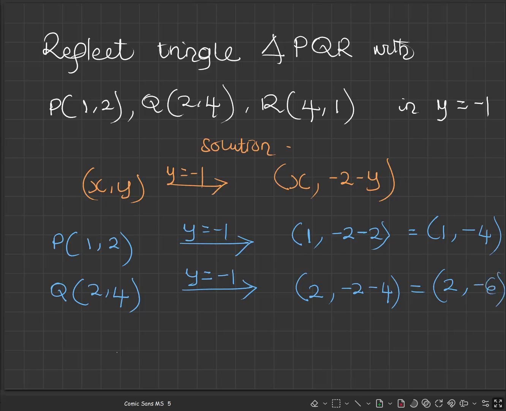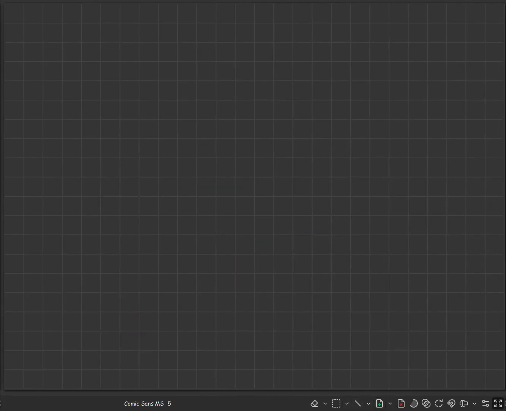Then for the very last one, we have our R. That is (4, 1). Reflecting over y equals -1, we have our x being maintained. Then for the y value, we have -2 minus 1, and that should give us (4, -3). Now with this set of points, let's go to our Cartesian plane and plot them out.